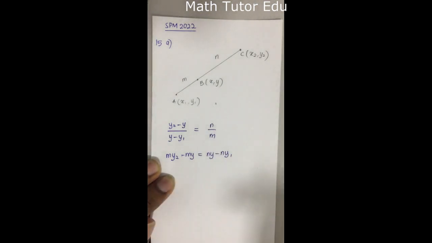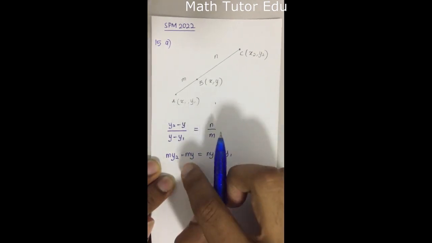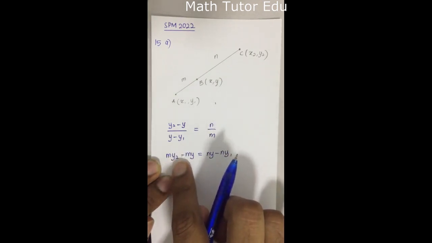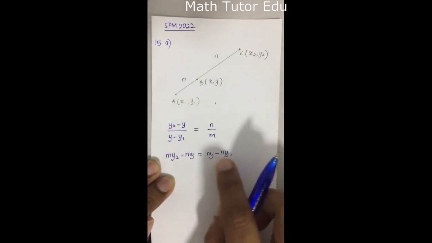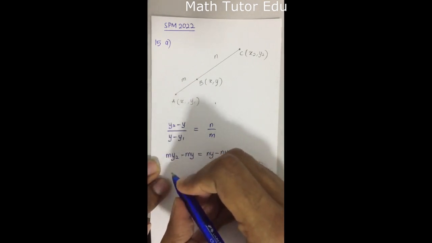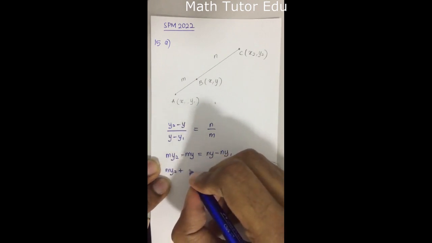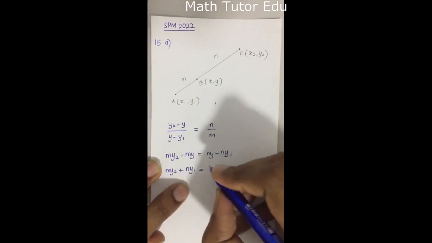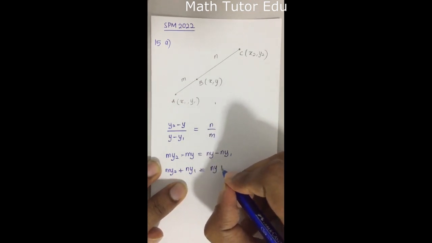Okay, so for the next step, we're going to group the Y coefficient in a side. So we're going to move this negative MY into the right hand side, and this negative NY1 to the left hand side. So from here you get MY2 plus NY1 is equals to NY plus MY.